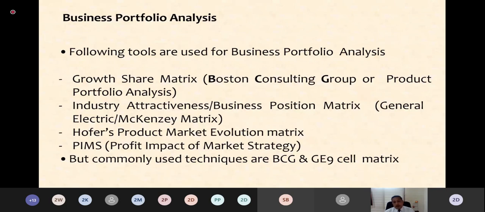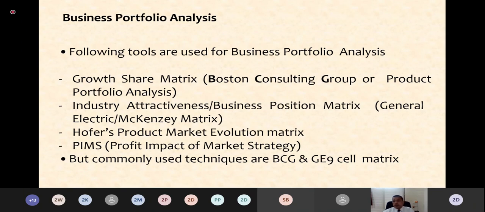All these different techniques are there. However, the most commonly used techniques are the BCG Matrix, that is Boston Consulting Group, and the GE Nine-Cell Matrix. So these are two commonly used techniques, and that is why we will discuss these two techniques in more detail.